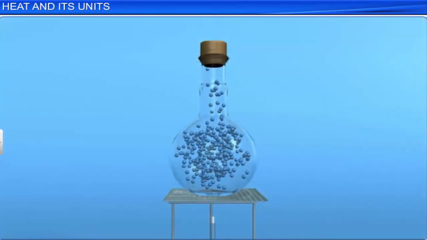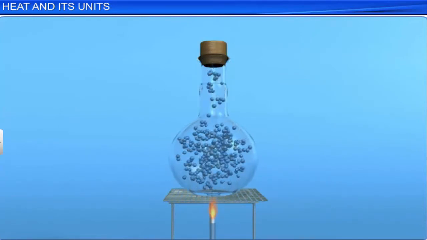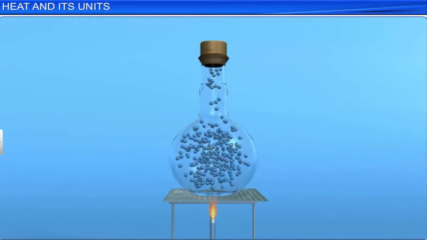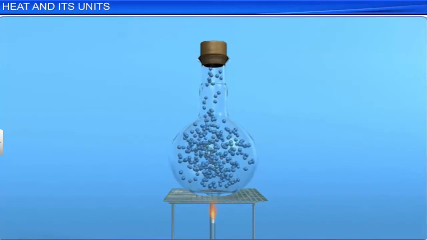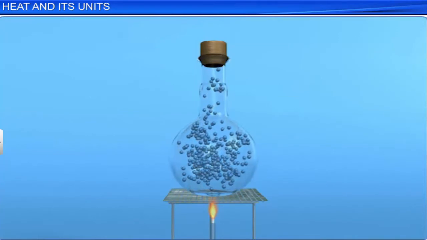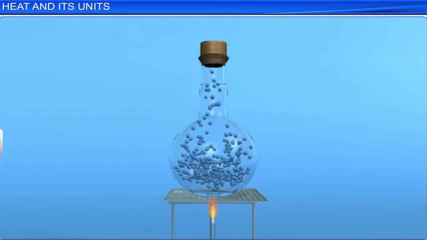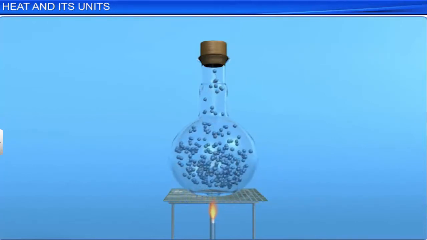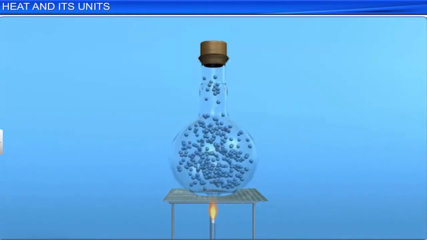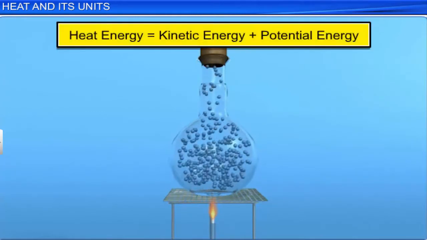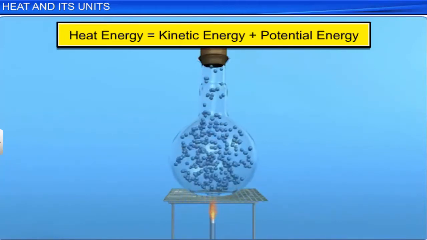Let us consider a certain amount of gas in a closed container. Heat the container at its bottom with a spirit lamp. As the substance gains heat energy, its molecules move randomly inside the container. According to the law of conservation of energy, energy can neither be created nor destroyed, but can be transformed from one form into another. That is, the heat energy supplied to the substance is transformed into the kinetic energy and potential energy of all its molecules.